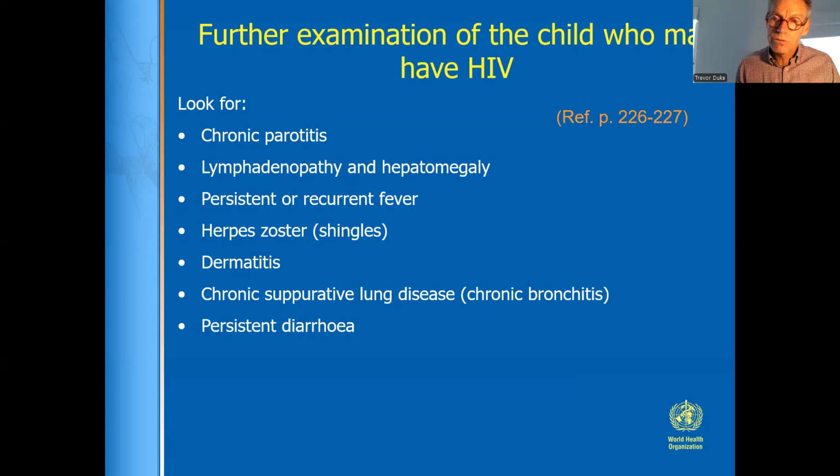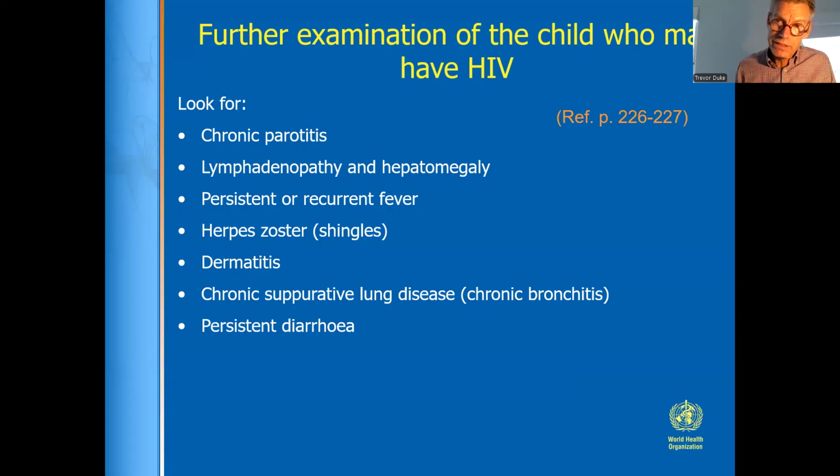Herpes zoster, which is an infection that some children with HIV have, but other children who are immunocompetent, with normal immune function, can also get. And then dermatitis, and chronic suppurative lung disease in older children typically, not so much in infants, but chronic bronchitis or bronchiectasis is relatively common in children with HIV, and persistent diarrhea.